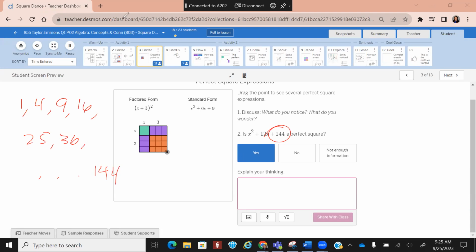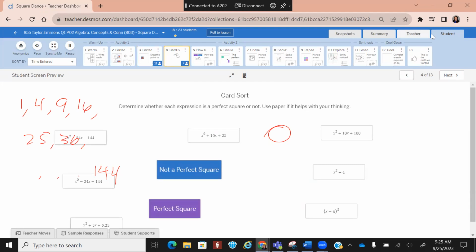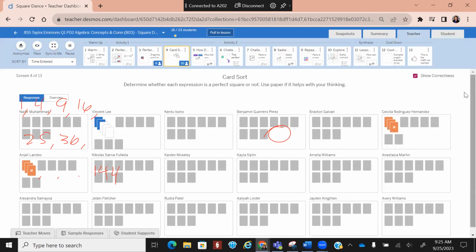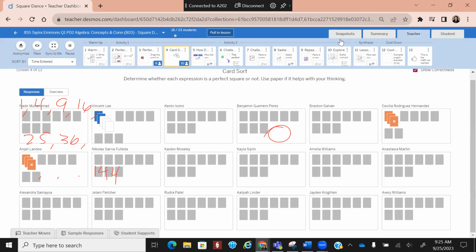Go ahead and take a moment. Sort your cards on slide 4. Check your work. So if you got orange in here, wrong.